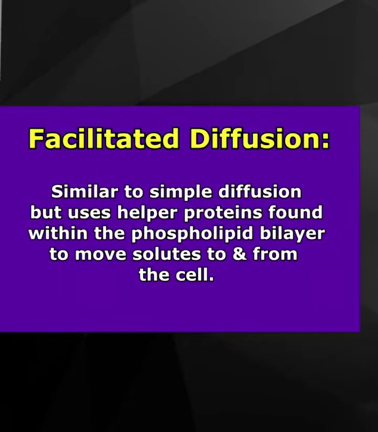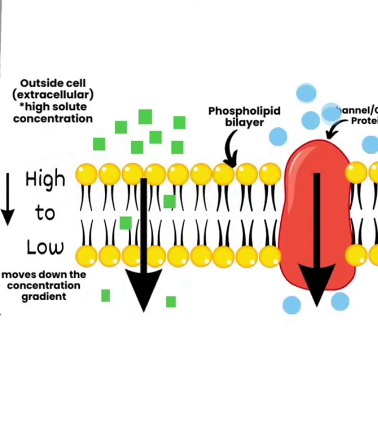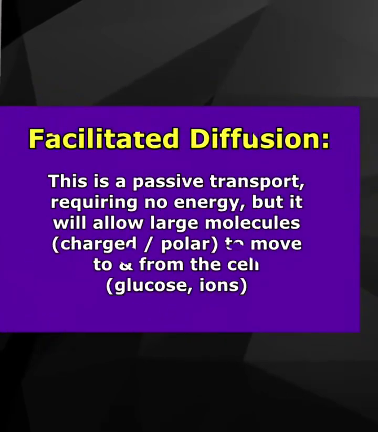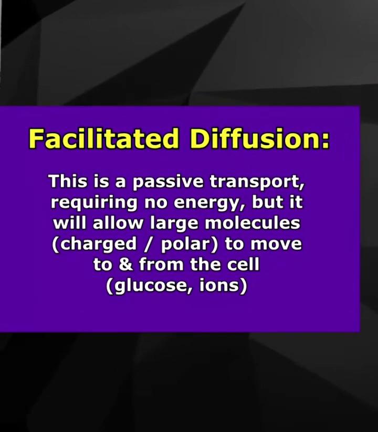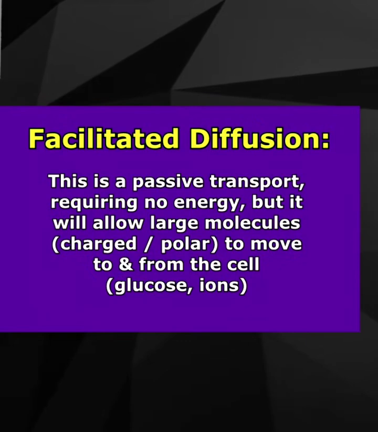And facilitated diffusion is very similar to simple diffusion, but with facilitated diffusion, it's going to use these special helper proteins that are found within that phospholipid membrane to move these solutes, hence molecules, to and from the cell. So again, these molecules, hence solutes, are going to go from a high concentration to a low concentration. It's going to go down that concentration gradient. It's a passive form of transport, requires no energy, but it's going to allow big molecules that are charged and polar to move to and from the cell. They just can't go straight through that phospholipid bilayer. So we can move glucose and ions to and from the cell.